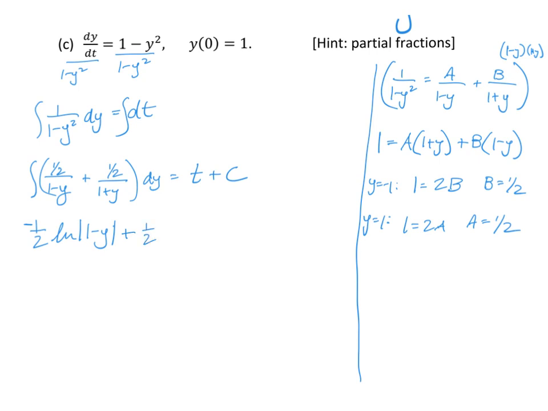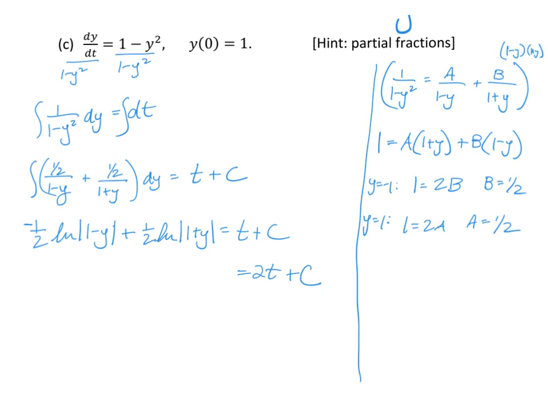Plus 1/2 the ln of 1 plus y. And this one you don't have to worry about the chain rule because the derivative of the stuff inside is 1. Equals t plus c. Okay, so just a little algebra here. I'm going to multiply both sides of the equation by 2. So the right-hand side is going to become 2t. Technically, it's plus 2c, but that's just a new arbitrary constant, so I'm going to write plus c.